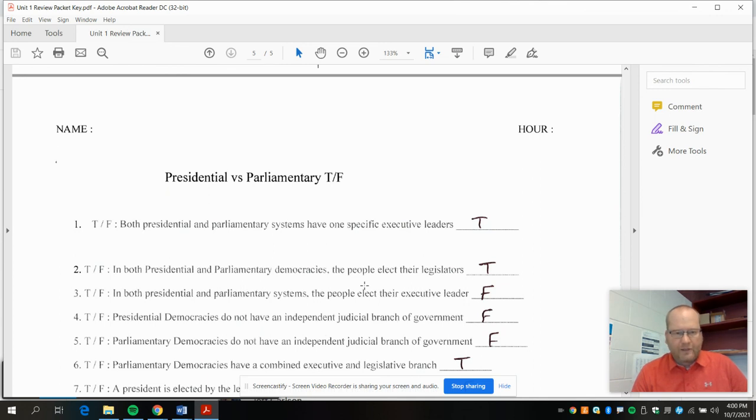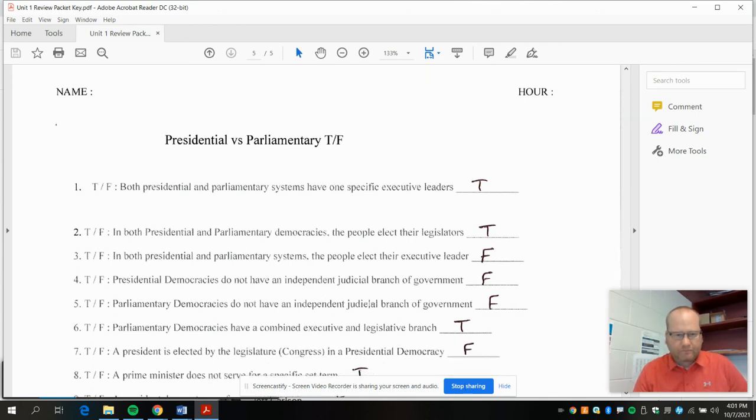Six, parliamentary democracies have a combined executive and legislative branch. True, because the executive comes from the legislative branch, from Parliament. Seven, a president is elected by the legislature or Congress in a presidential democracy. False. They are elected by the people.